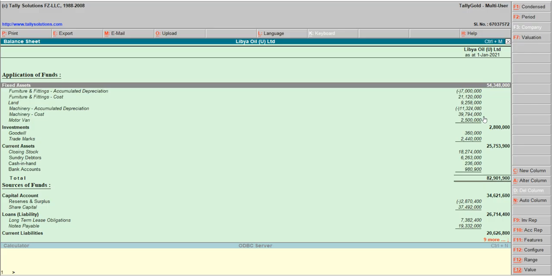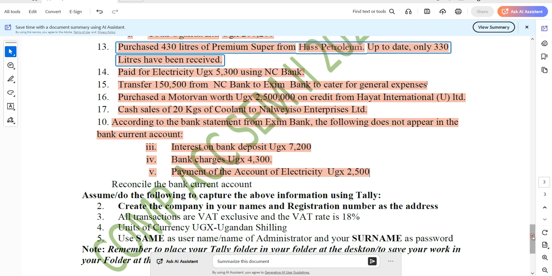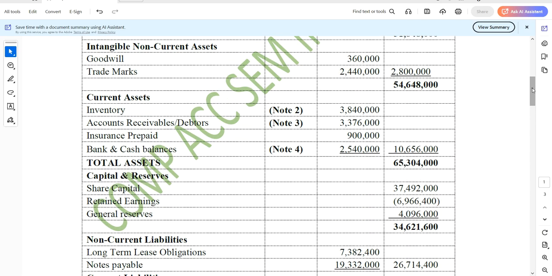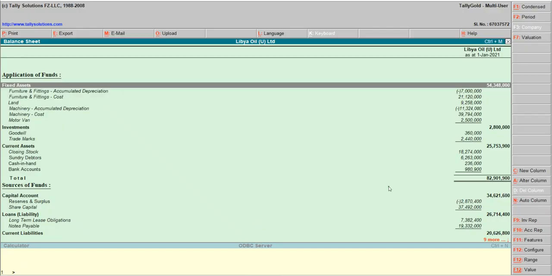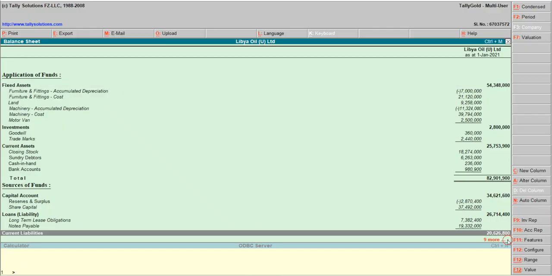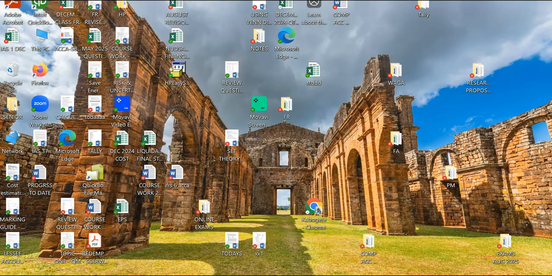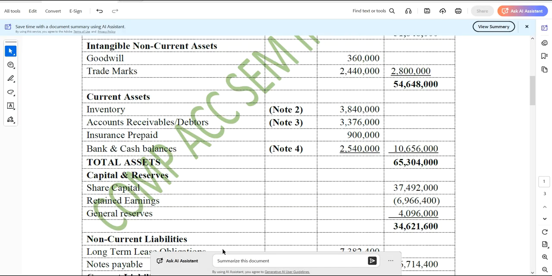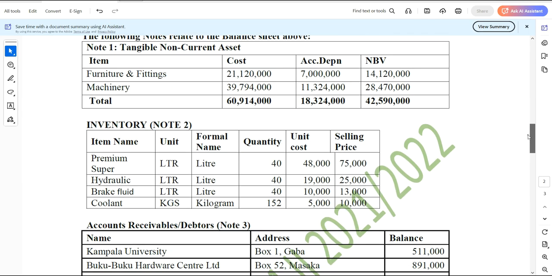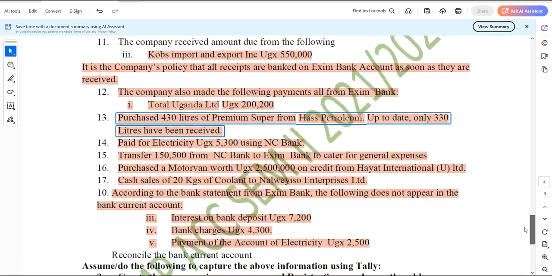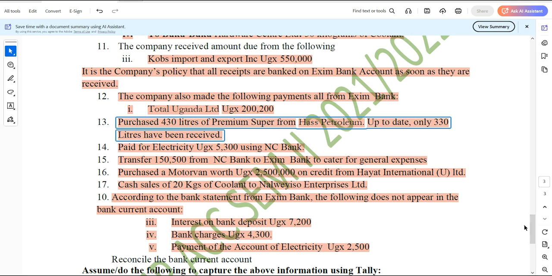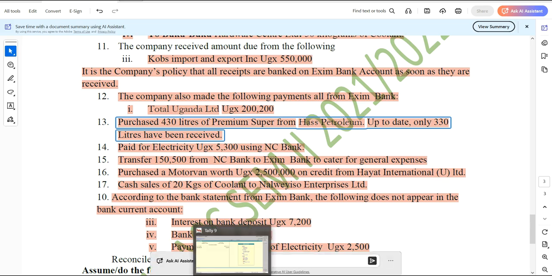Our total asset is now 82,901. Initially, when we looked at the question, assets was 65,304. As a result of entering the different transactions, this is our figure. So we are almost there, because we have been told to reconcile. Now I want to show you how to reconcile the bank current account, that is the Exim Bank.